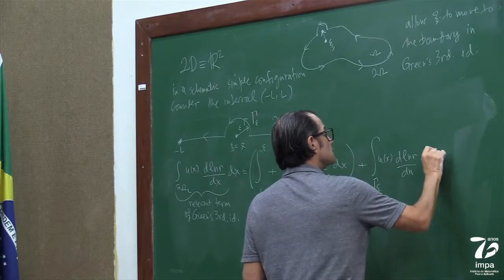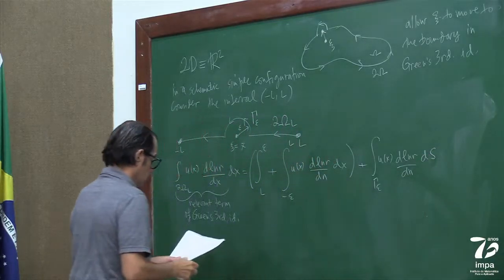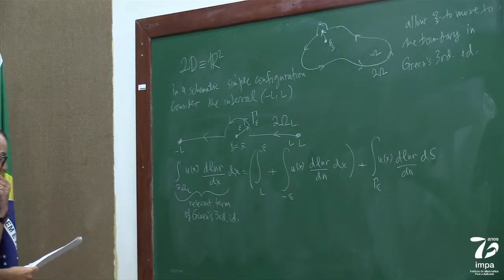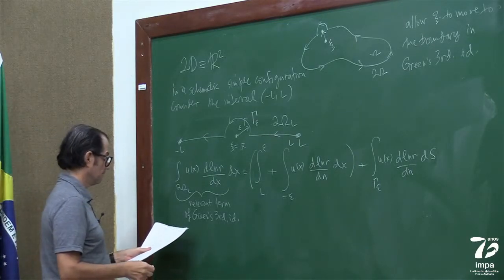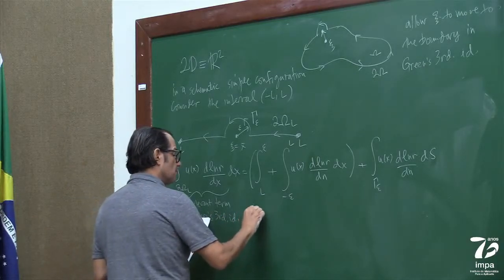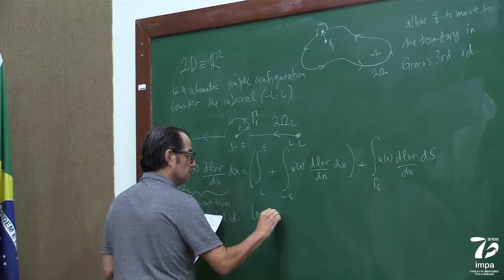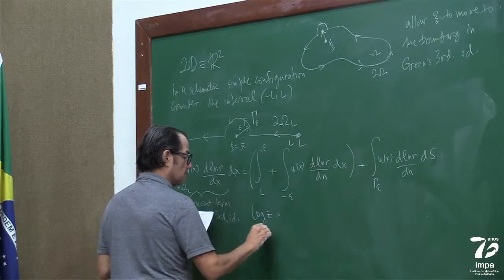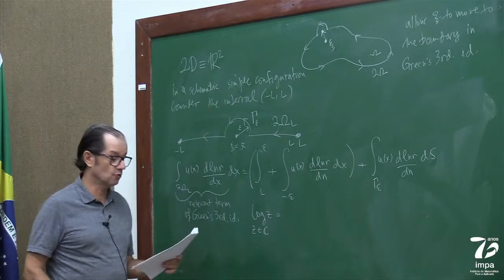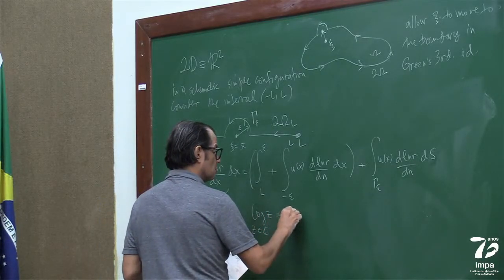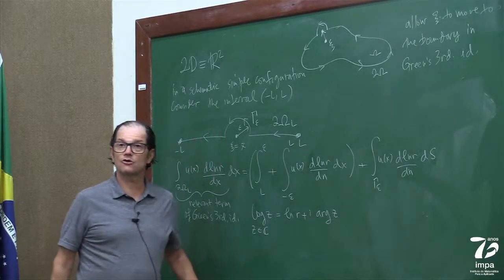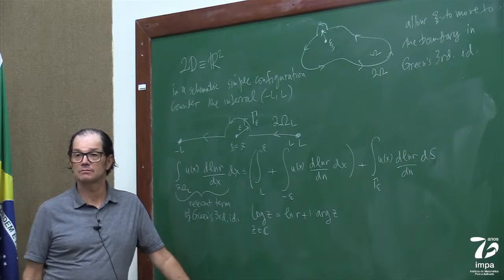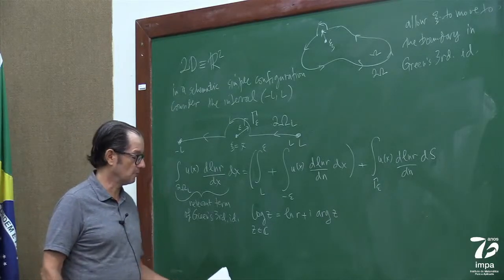Not the x, here's the s. Okay? Now look how complex variables is going to be useful here. Let's remind ourselves that for z complex, log of z is equal to log of r plus i times the argument of z. That's from complex variables.